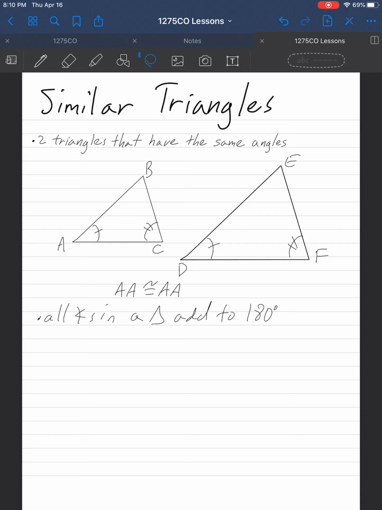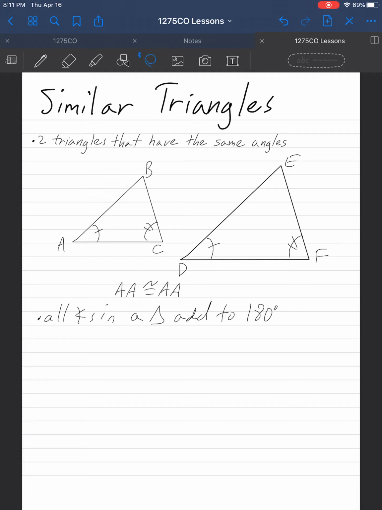Hi, we're talking about similar triangles. Similar triangles are two triangles that have the same angles, right? They do not have to have the same side length. If a triangle happens to have the same angles and the same side length, then they're going to be congruent.